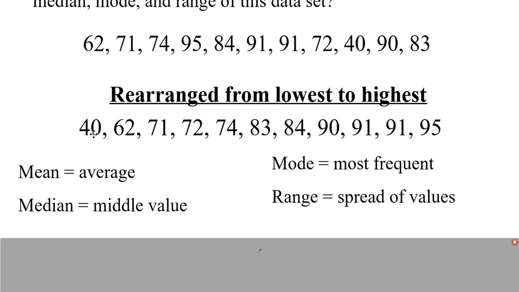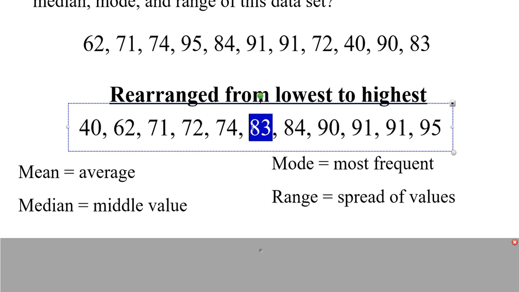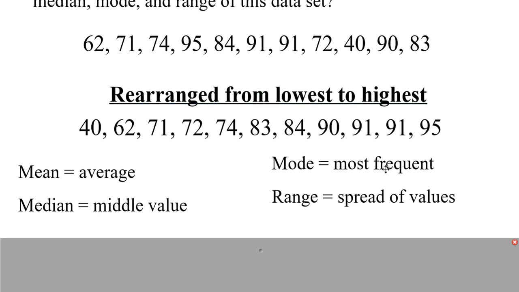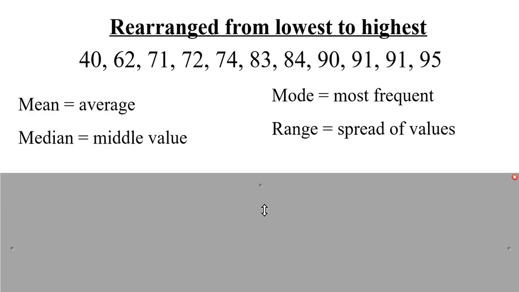The median is the middle value. So you need to find where the middle is, ranking them from highest to lowest, find the middle value. So I think in this case it's going to be the 83 because then there's going to be 5 above and 5 below. The mode is the most frequently occurring result, and the range is the spread of the values. It's how far apart the high and the low are.